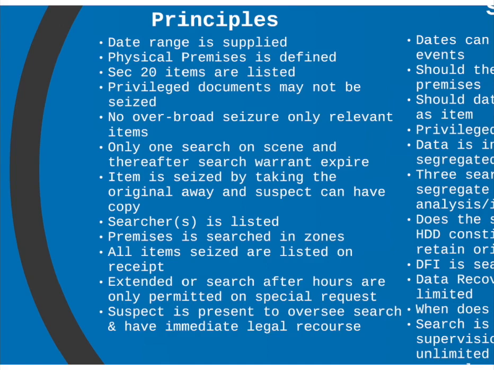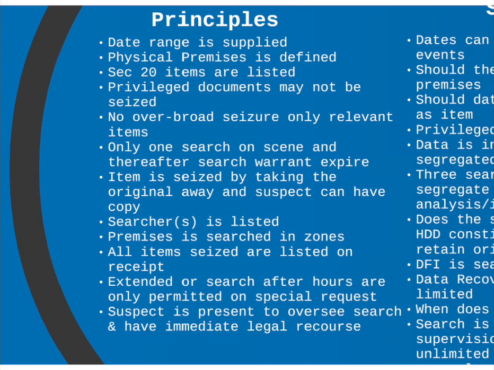So if I come to your premises, I searched your house, I can't leave the premises and come back the next day with the same search warrant. It's expired. Item is seized by taking the original away, and the suspect can have a copy of it. The searches are listed in the search warrant. The premises is searched in zones. So I go through every room. All items seized are listed on the receipt that I give back to the person.